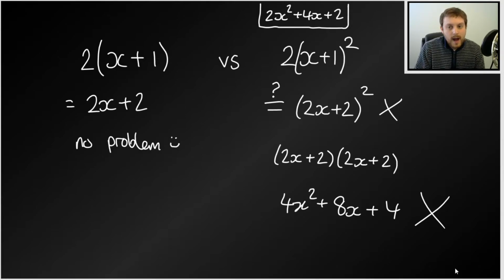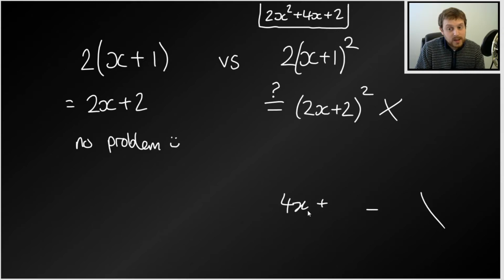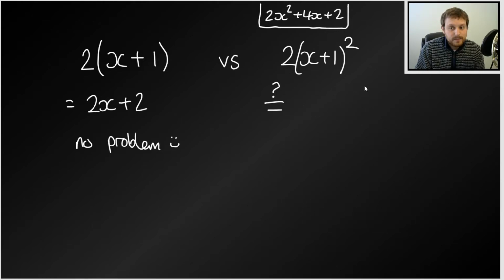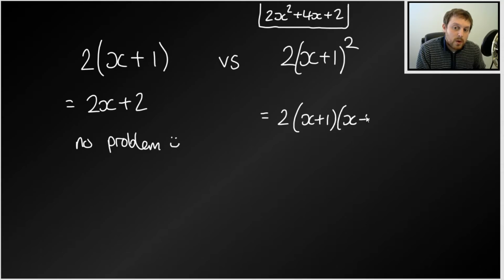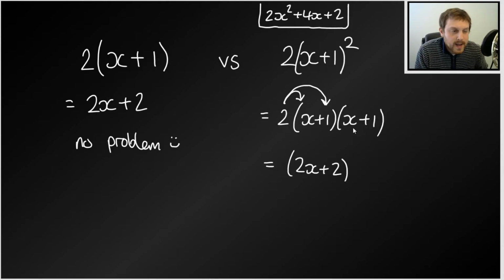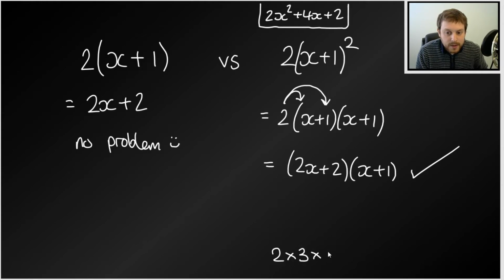Okay? And the reason is basically for the reason I was just saying. If I write it out without the square, 2 lots of x plus 1 lots of x plus 1. Okay, you can times by the 2 in this bracket, so this would be 2x plus 2, but it doesn't also get to times this bracket because you've already used it up when you've timesed this bracket. That's now correct.